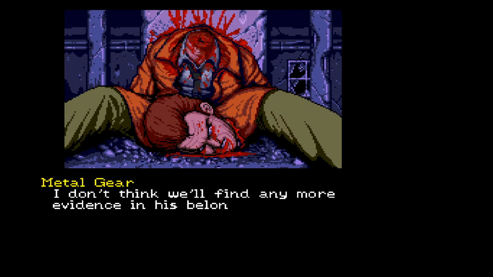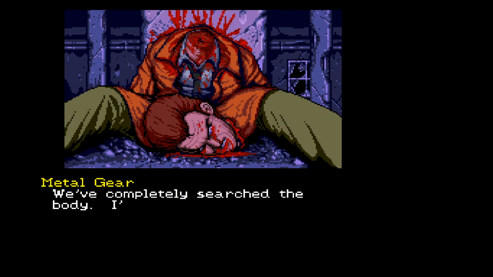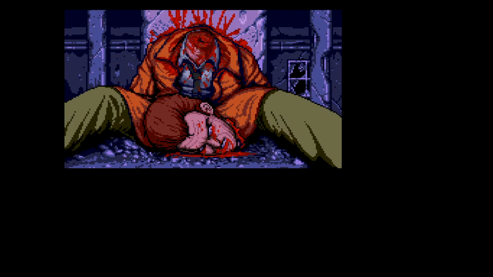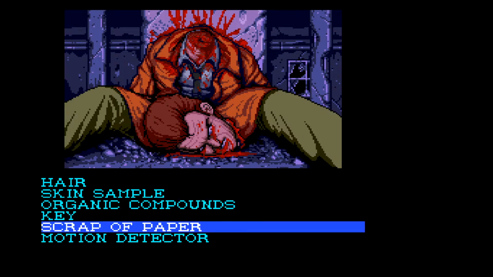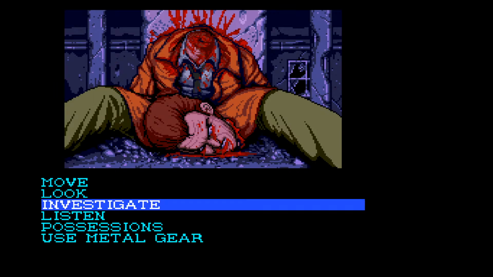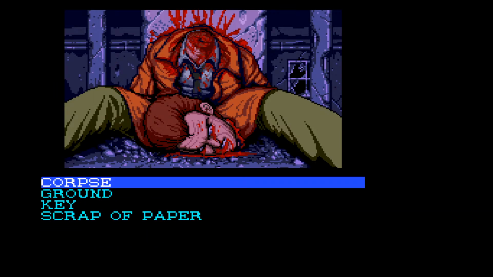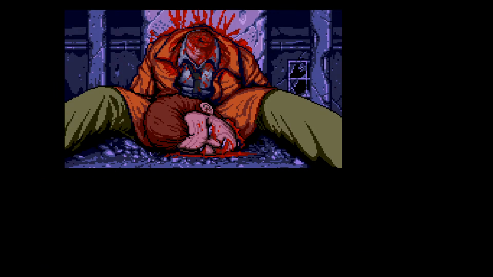Let's check his clothing one more time. Check his corpse one more time. Okay. We've looked at the hair, we've looked at the skin, we've looked at the organic compound. Search the house, okay. Ground.